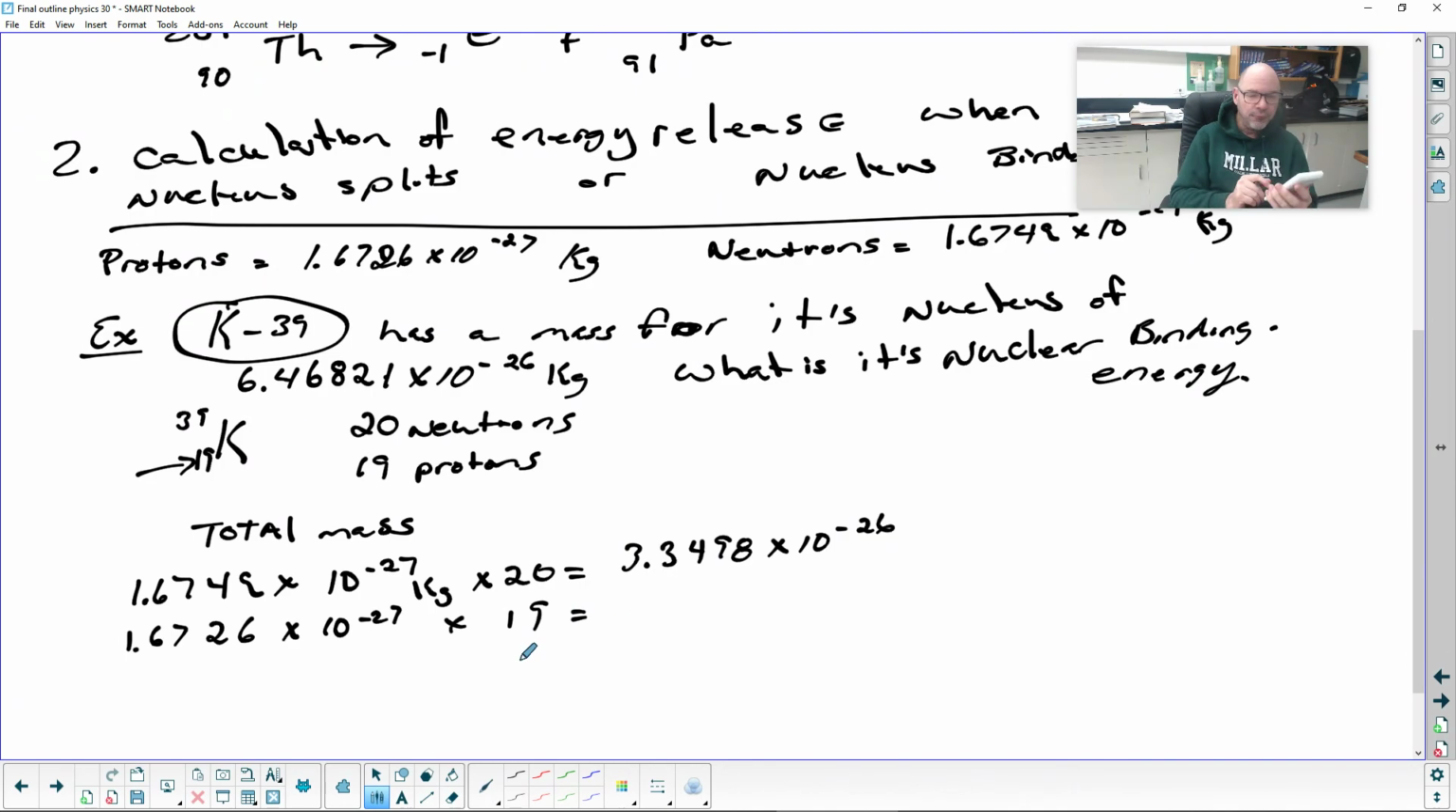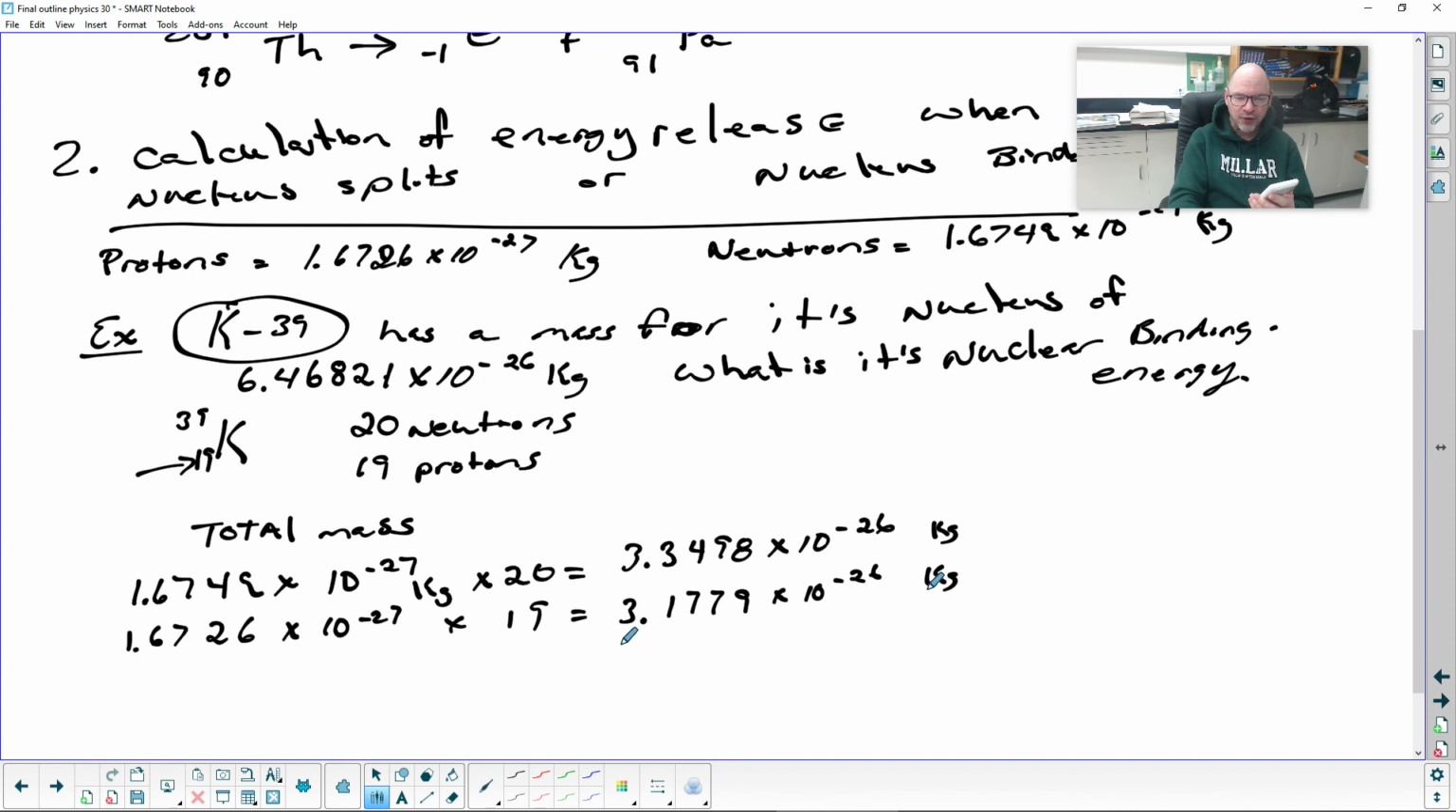So we go 1.6726 times 10 to the negative 27 times 19. Okay, and we get 3.1779. I'm not going to put the extra digit in there. We're just going to use the same amount, the 5 significant figures. And this is all kilograms.